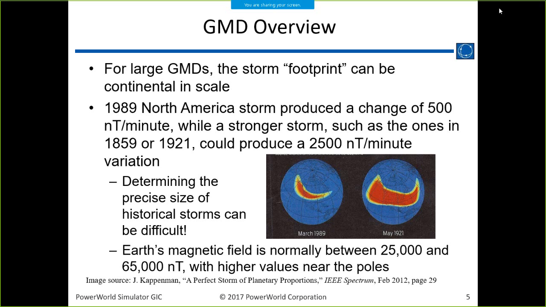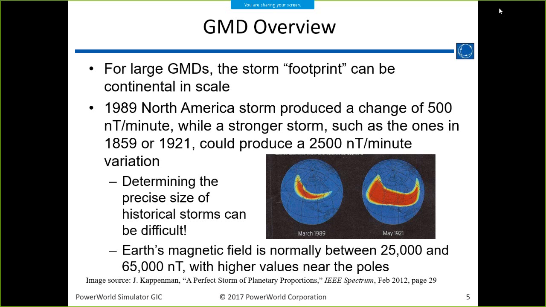The one that affected North America in 1989 produced a change of about 500 nanoteslas per minute, while a stronger storm, such as the one in 1859 or 1921, could produce 2,500 nanoteslas per minute. Now, when I first heard that, I was like, how on earth would anyone in 1859 know how big a storm occurred? And the answer is, there is some difficulty in determining the precise size of these storms, because there wasn't much sensing in 1859, but there was some, and the some that they had was telegraph lines.